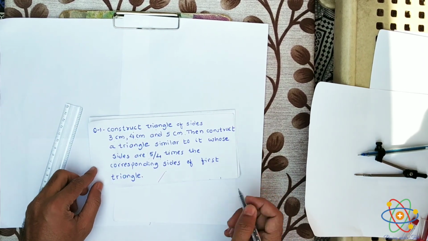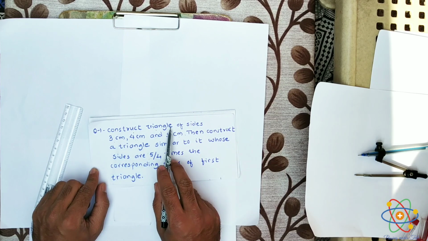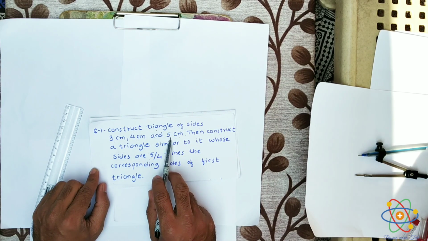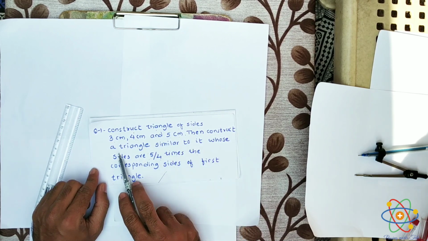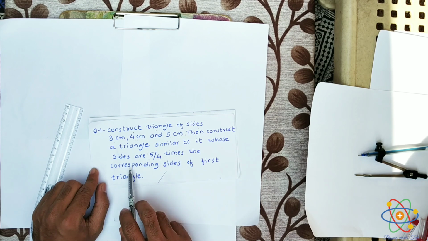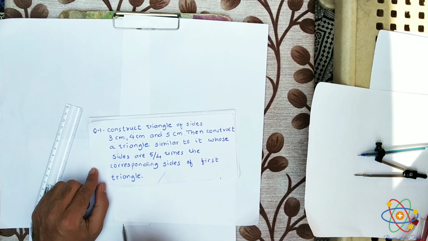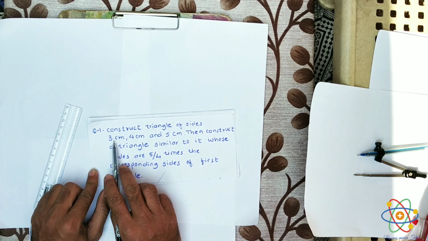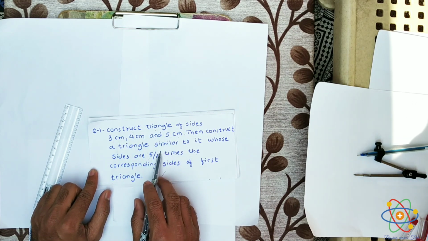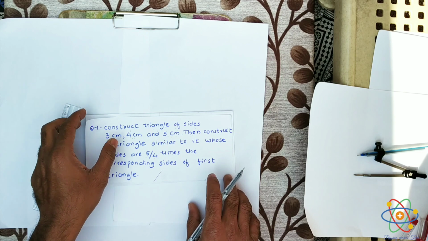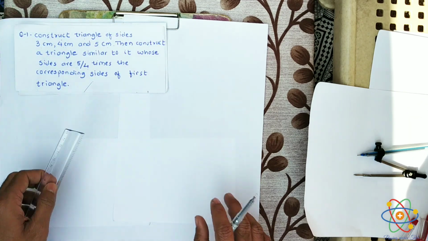Here we have the question. Construct a triangle of sides 3 cm, 4 cm and 5 cm. Then construct a triangle similar to it whose sides are 5/4 times the corresponding sides of the first triangle. So the sides are 3, 4 and 5 cm in the first triangle, and we wish to prepare another triangle with 5/4 times with respect to the first triangle.